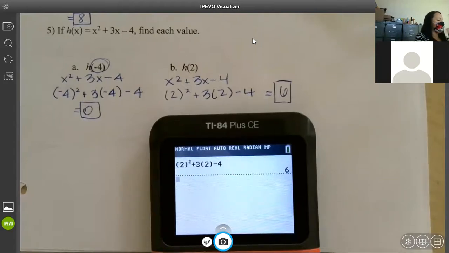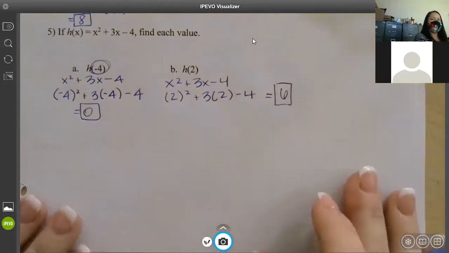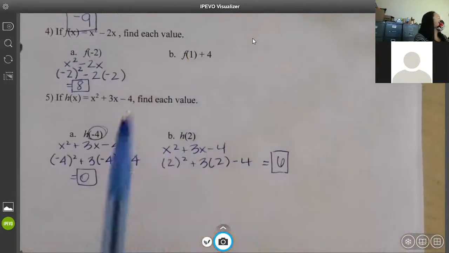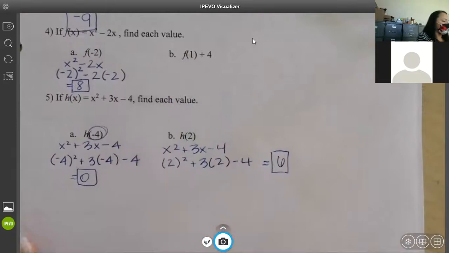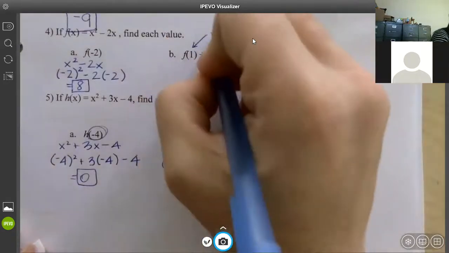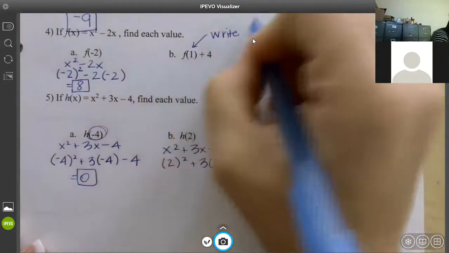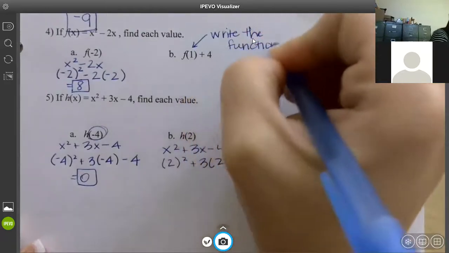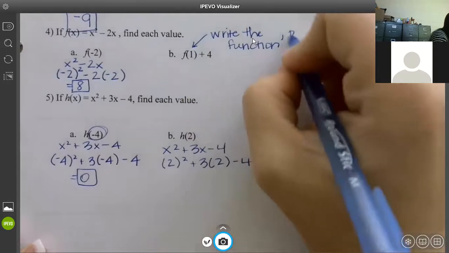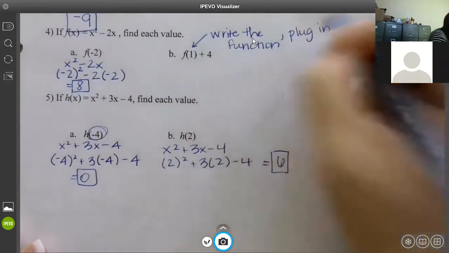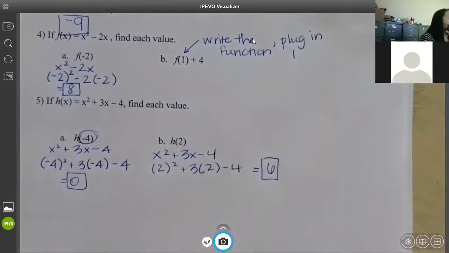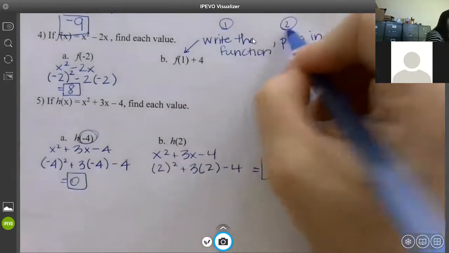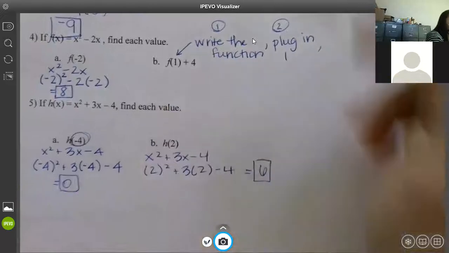All right, we're going to go up to number 4B. 4B. You will see these on your final exam. Okay, we will do them throughout the unit, but you will see them on your final exam. What this says is write the function and then plug in 1. So the first thing you do is write the function, plug in 1, and then what does it say on the end?